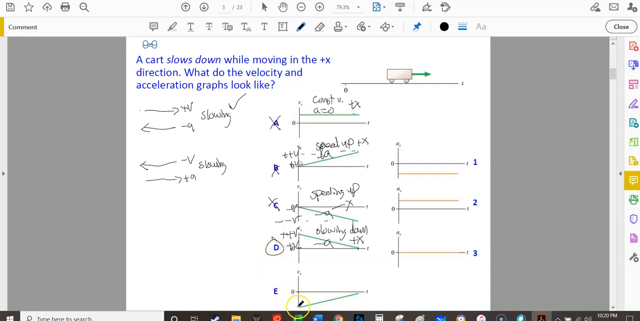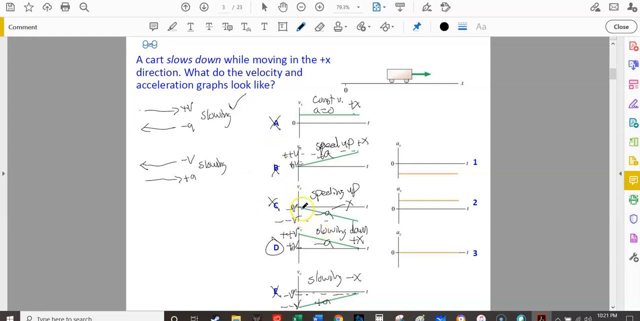I'm guessing that is it. Let's just double check. Let's finish everything. E starts off with an initial high negative velocity and ends with a low negative velocity. Also, if you look, the slope is positive here. So this is showing slowing down in the negative x direction. So it's moving to the left, but it's accelerating to the right. So E is not correct. So D does fit the situation.